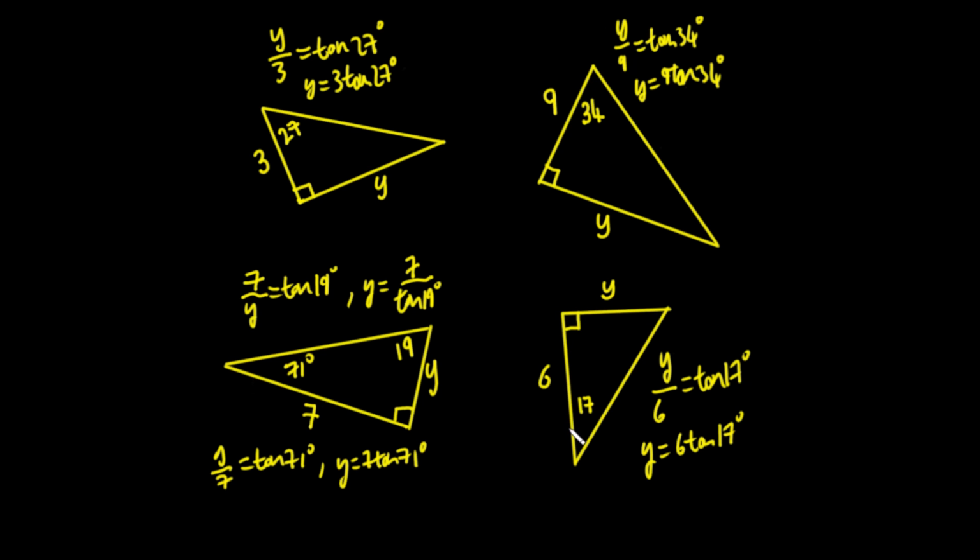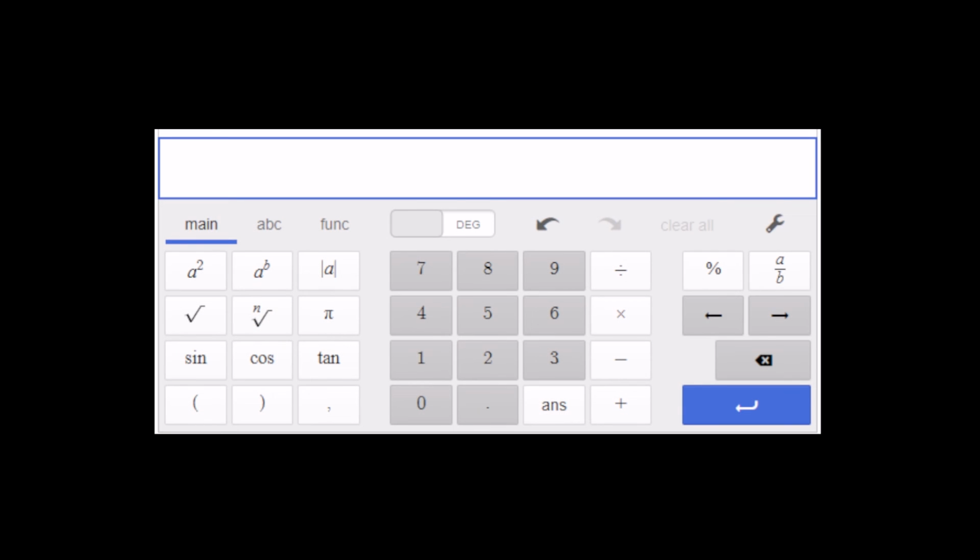So let's look at these in the calculator. So the first one is 3 tan 27, which gives us a value of 1.528. The next one is 9 tan 34, which gives us a value of 6.07. The next one is 7 divided by tan of 19, which gives us a value of 20.32.